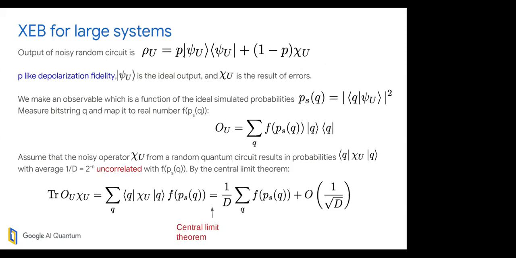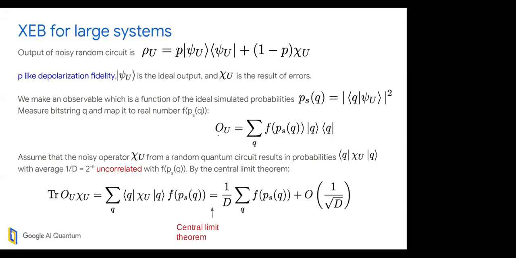P here is the depolarization fidelity, which for more than 10 qubits is basically equivalent to the fidelity with a small offset. Properly speaking, it's called depolarization fidelity. Good, so the next thing we're going to do is calculate the ideal probabilities for the bit strings that we measure in the experiment. So we measure bit string q and we calculate probability P with some classical simulation. And then our observable is just going to be some function of the ideal probabilities.